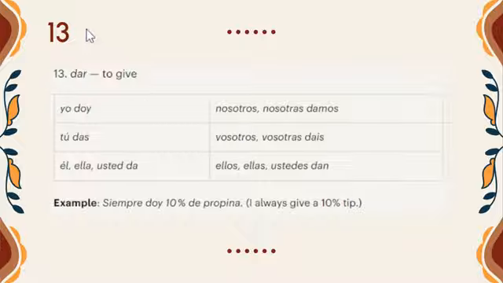Dar is to give. Once again, it's irregular. I find that dar is a frequently forgotten verb. I don't know what it is about dar. People always forget it. Practice, practice, practice. You're going to use it more than you think you will.